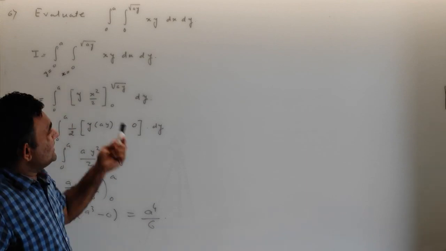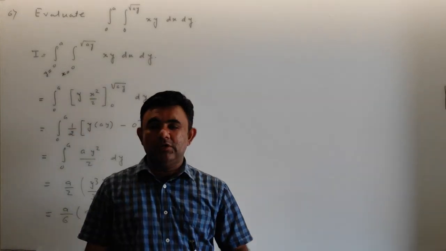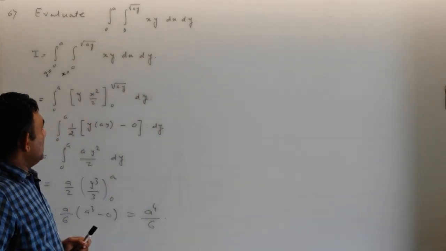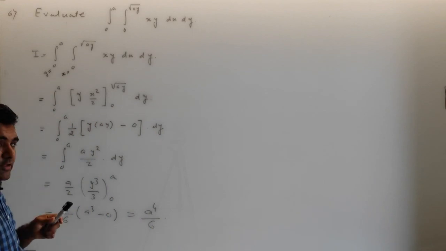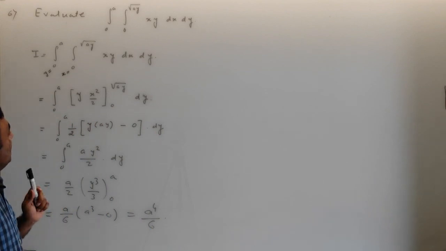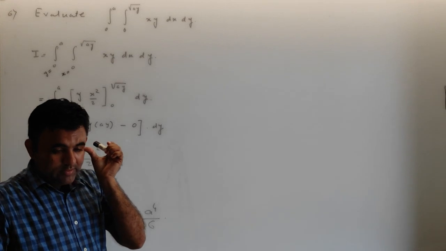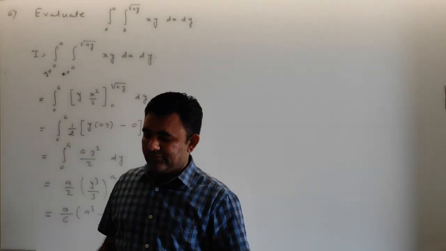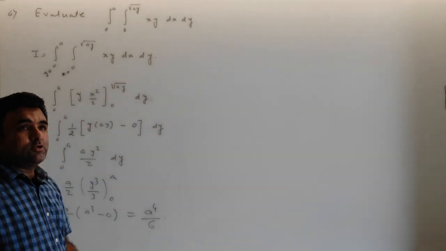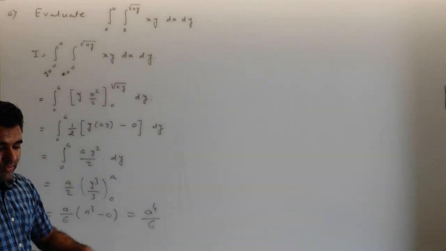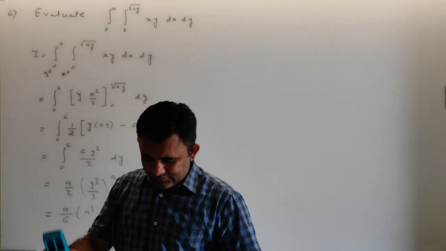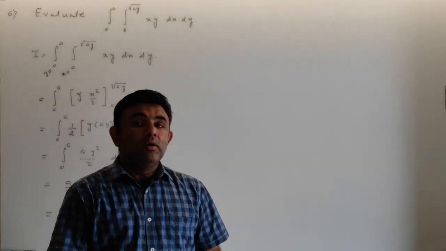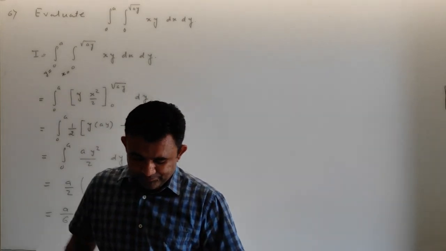So in the previous example the limits of x are variable, limits of y are constant. Here limits of x are variable and y constant. And in the first, second, third examples, the limits of both the variables are constant. So we have a variety of examples. Now let us consider one more example.